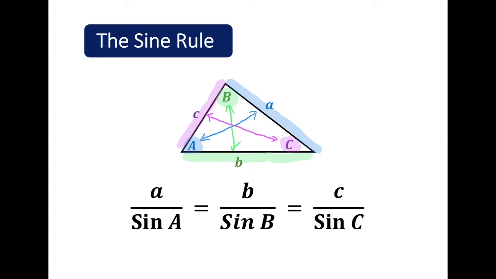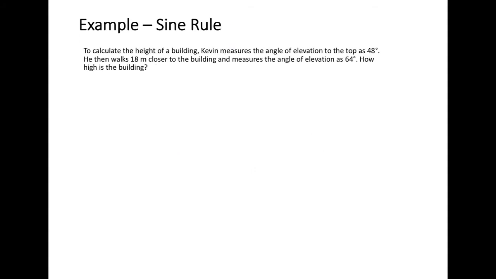So let's have a look at an example of how we can use the sine rule in a calculation. So the example is to calculate the height of a building. Kevin measures the angle of elevation to the top as 48 degrees. He then walks 18 meters closer to the building and measures the angle of elevation as 64 degrees. How high is the building?